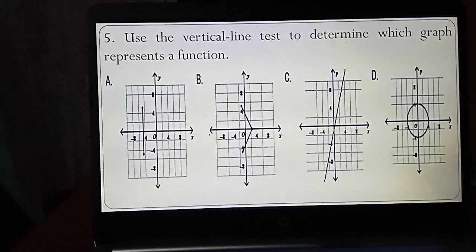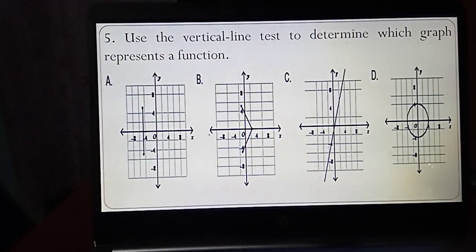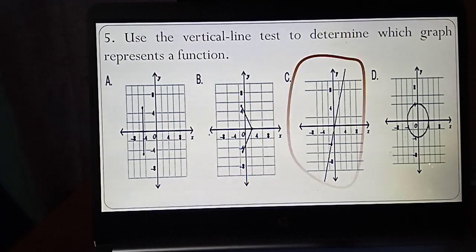For letter B, you can see the vertical line at x equals 0. There are 2 points of intersection on the graph. For letter C, if you draw a vertical line, there is only 1 point of intersection between the graph and the vertical line. And so the answer is letter C. Let us try to see. Oh, correct.